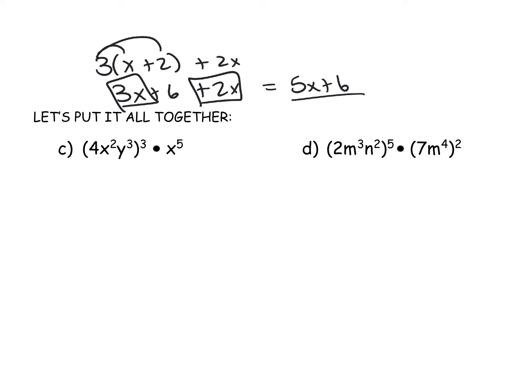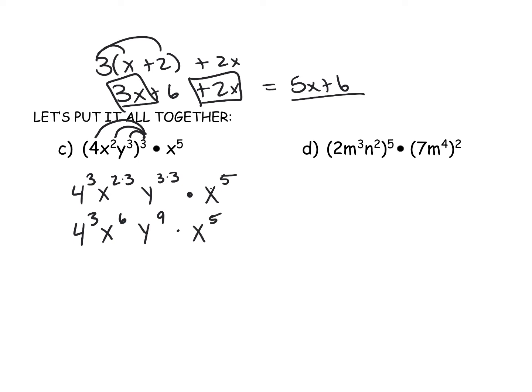Similarly, in letter C here, we first have to cube everything inside the parentheses, so that is 4 cubed times x to the 2 times 3 times y to the 3 times 3, and then we have to include this x to the 5th power. So we've got 4 cubed times x to the 6th times x to the 9th times x to the 5th. Now we can combine any other terms that are here. I see that we have 6 x's plus 5 more x's here.